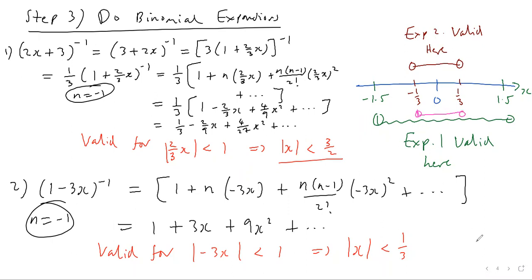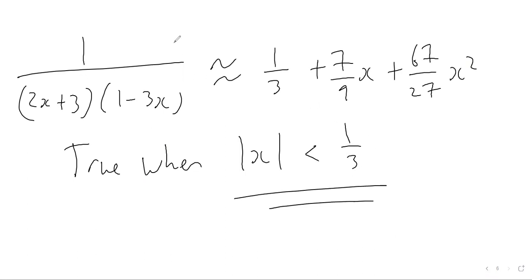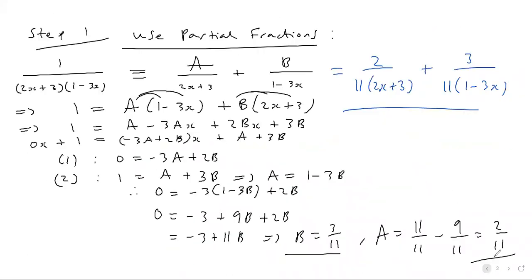So the sum of the expansions is valid when the modulus of x is less than a third, because we need both of them to be valid. Therefore, this approximation is only true when the modulus of x is less than 1/3. So that's what this is valid for. Basically, this fraction is approximately equal to this here. Obviously, you've got more terms going over here, but we're just doing the first 3 terms of the expansion, just like the question asked.